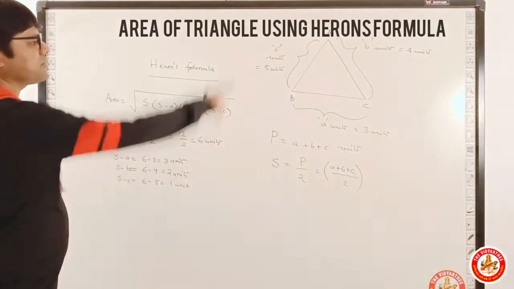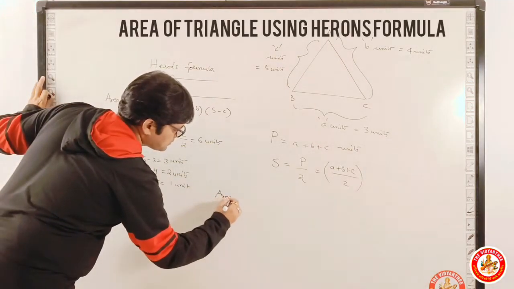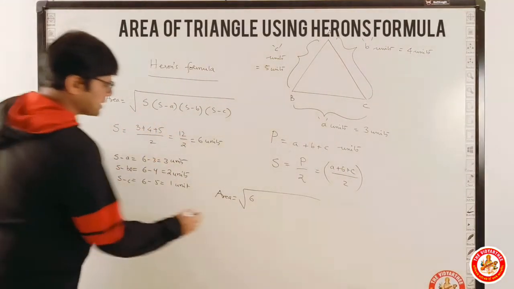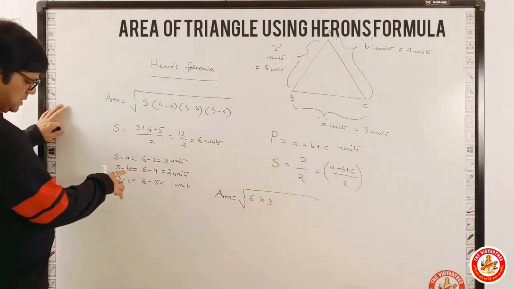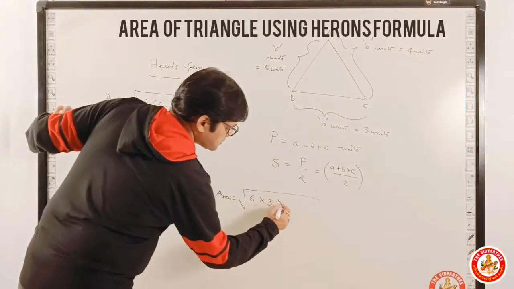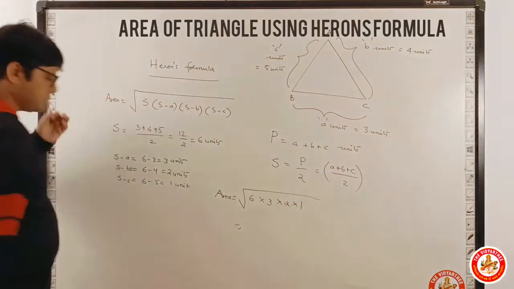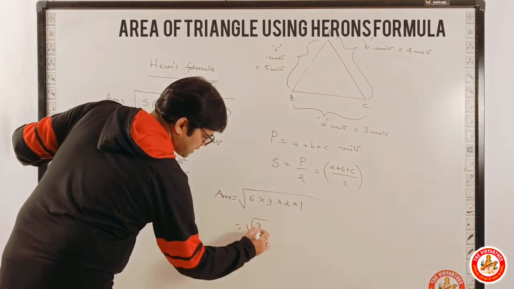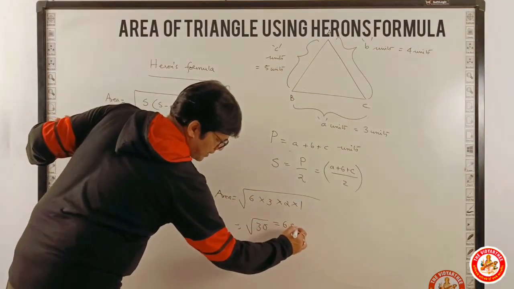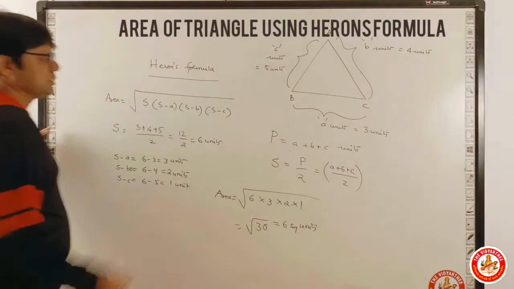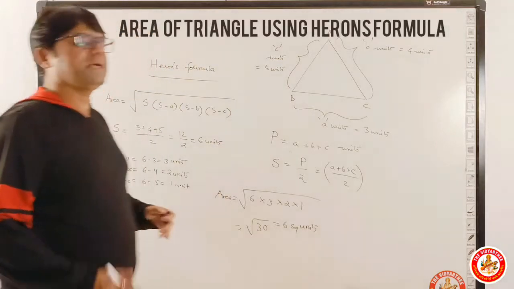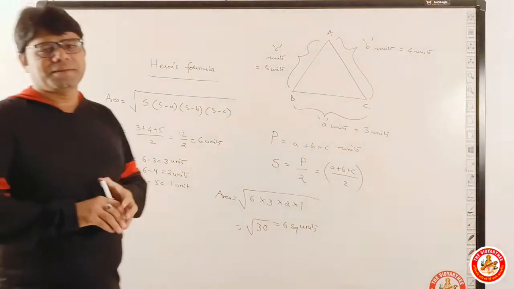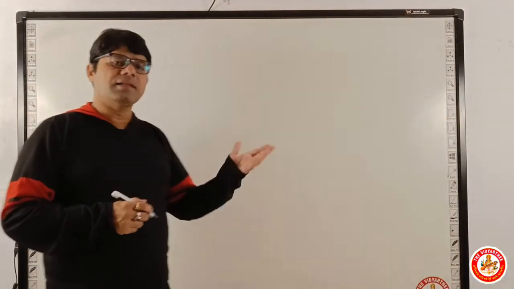So what will be the area of such a triangle? Area will be under root of, so what is S? 6 into S minus A, that is 3 units, S minus B, that is 2 units, and S minus C, that is 1. Now it is 6 into 3, 18, into 2, 36, into 1 is 36. Square root of 36 is 6 square units. So for the area of a triangle where we don't have any information other than the measure of the sides, we can use HERON'S formula.